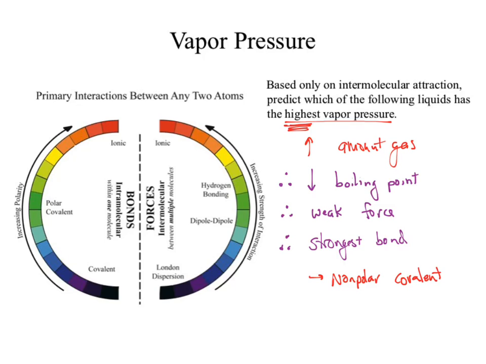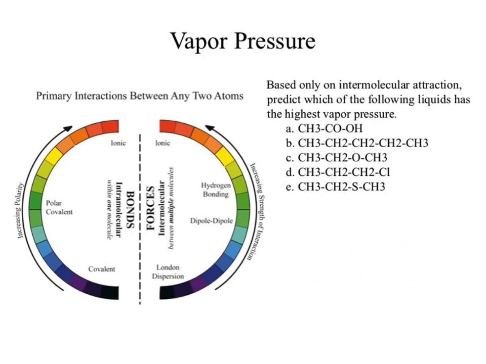So what we would go back and do, now that we've done all of that legwork and written it all down, and I'm going to regret that. Oh, maybe I won't regret it. Let's see. We would then go back and look at our answers and see if we can find one that has just nonpolar covalent bonds.